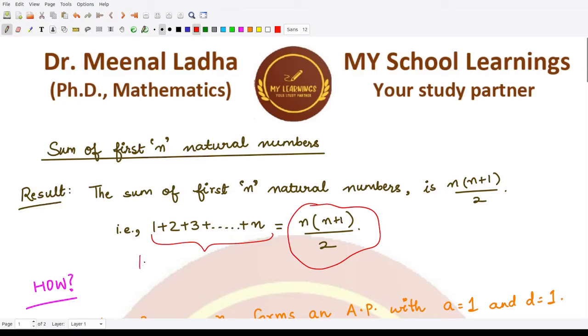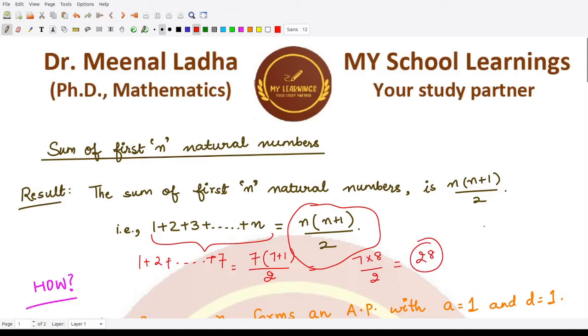If you take 7 natural numbers, what would be the sum? It's given by simply putting n equal to 7. So we would have 7 times (7 plus 1) divided by 2, right? So how much would it be? It would be 7 into 8 divided by 2, which is 28.